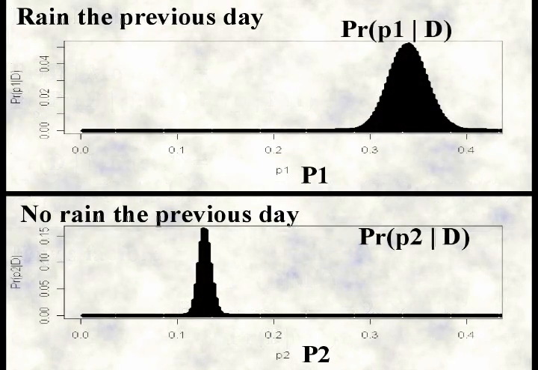We can also take a peek at the posterior probabilities for rain tomorrow given rain today and given no rain today. As you can see, the two distributions are a bit different. They are peaking around the observed rates, which are 33.9% for the days with rain the previous day and 12.9% for the days where it didn't rain the previous day. Since there were fewer days with rain than without rain, the estimate for p1 is more uncertain than for p2.